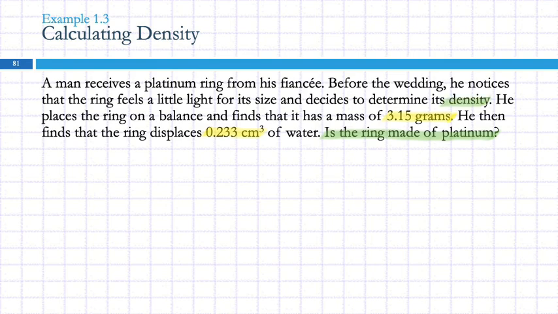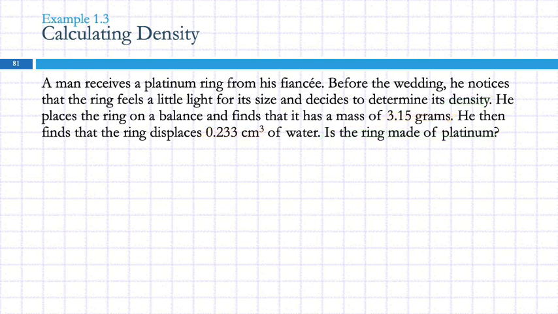So what we need to do is find the density, and then to answer this question, we'll compare the density of the ring to the density of platinum. If the ring is made out of platinum, those numbers should be really close to each other. Okay? So this is what we have to do. We have to find the density.